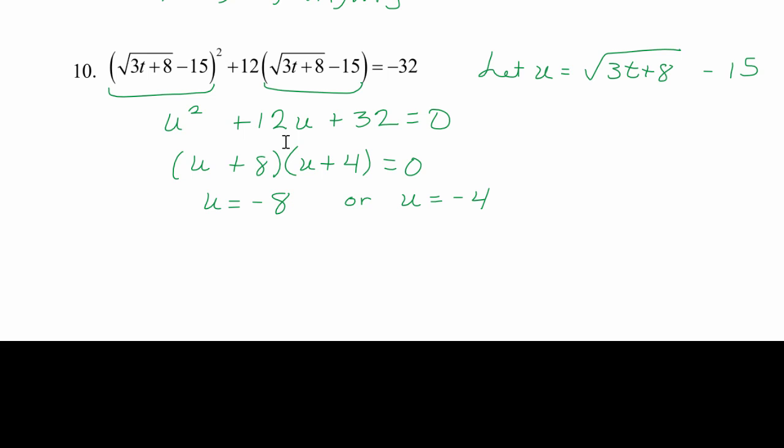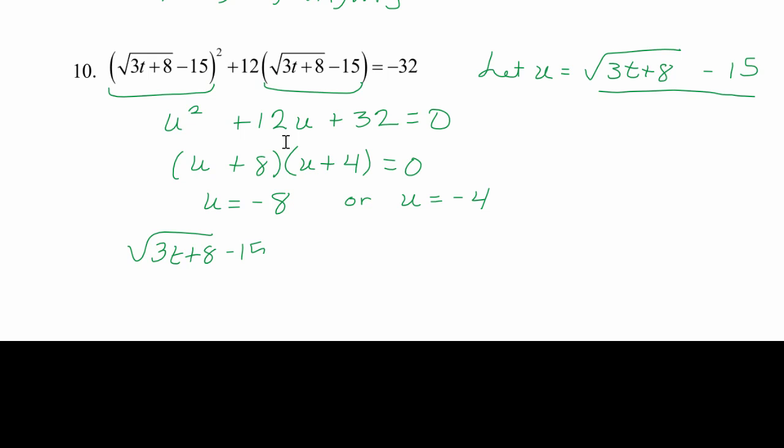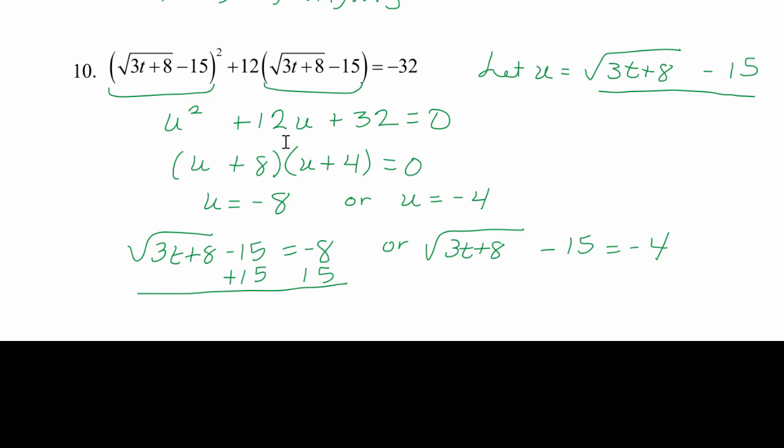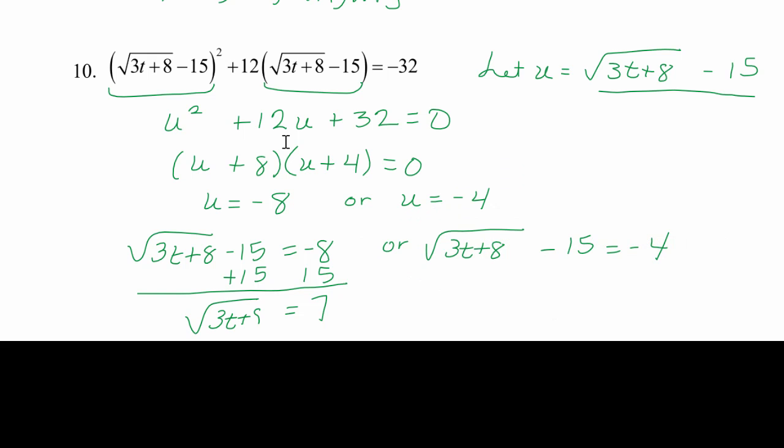Setting these to 0, solving for u. But now we're going to go back and replace this square root, this radical. The square root of 3t plus 8 minus 15 equals negative 8, or the square root of 3t plus 8 minus 15 equals negative 4, and we're going to solve for t. So we're going to isolate the radical, add the 15 over to both sides, because when we are solving radical equations, I will remind you, we isolate the radical first. So here we have a 7, 15 minus 8 is 7. And here we have the square root of 3t plus 8.